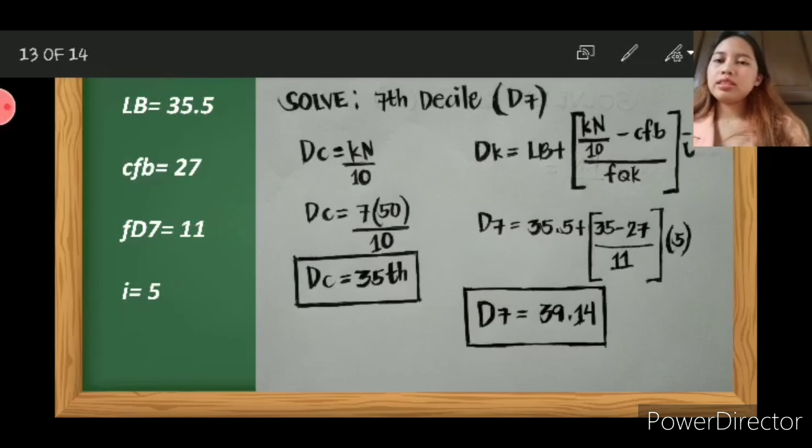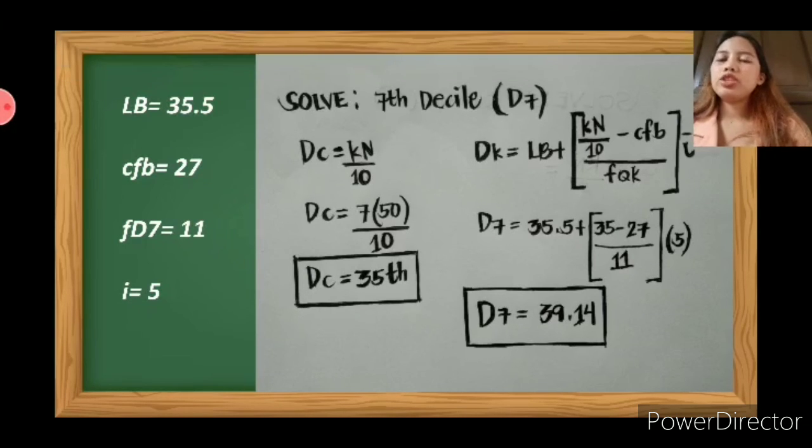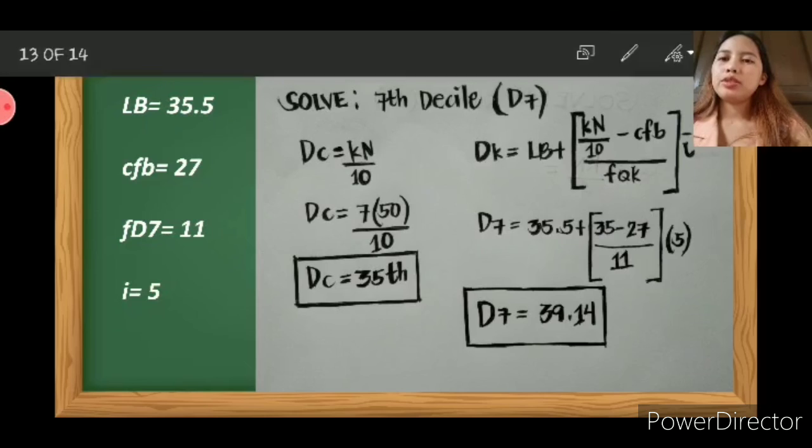D sub k equals LB plus the quantity Kn over 10 minus Cf sub b, all over F sub D sub k, multiplied by I. So here, D sub 7 equals 35.5 plus the quantity 35 minus 27 over 11 multiplied by 5, and the answer here is 39.14. You will just simply follow the process and solve it wisely.